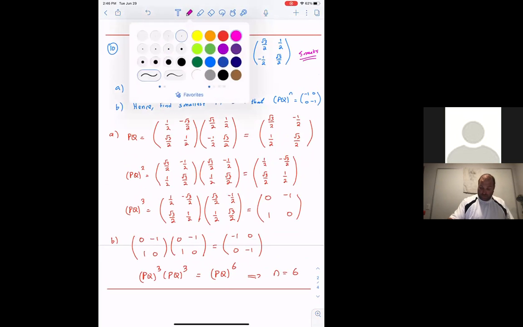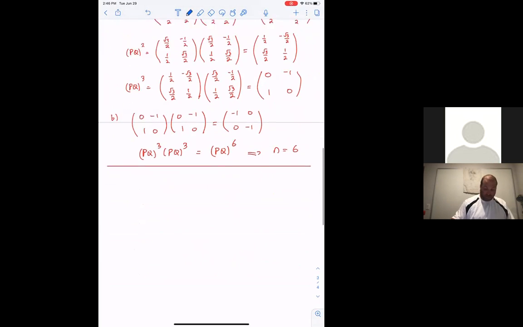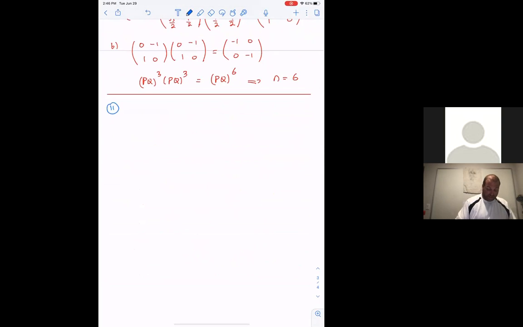All right, moving on to question number 11. This is a paper 2 question. Doesn't mean it's harder, although it most likely is. It just means that you are allowed to use your calculator.